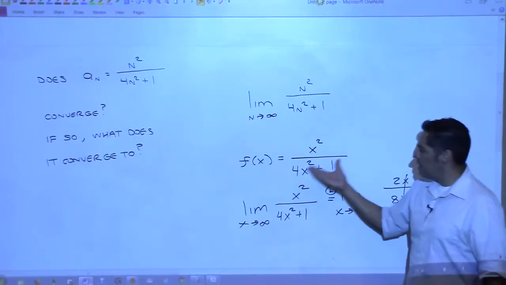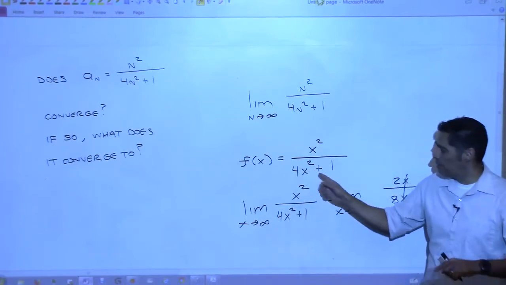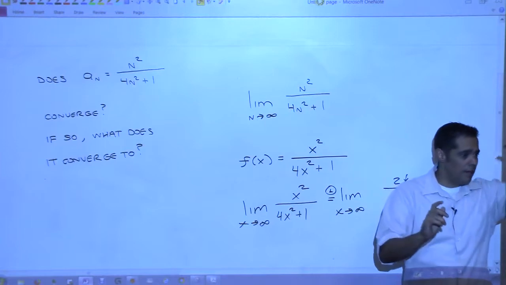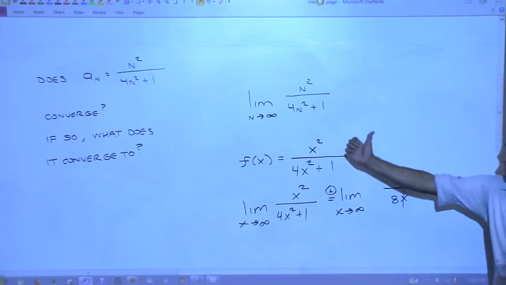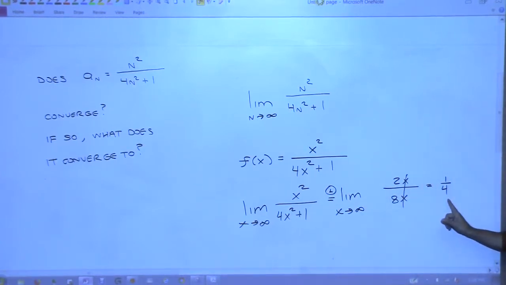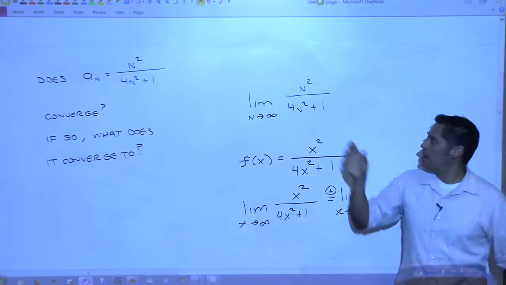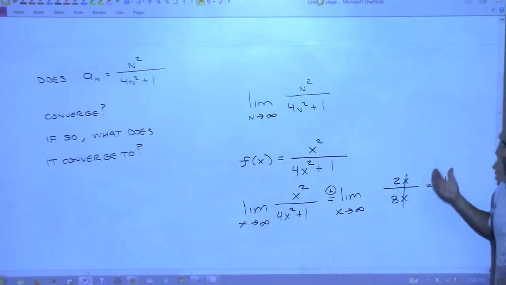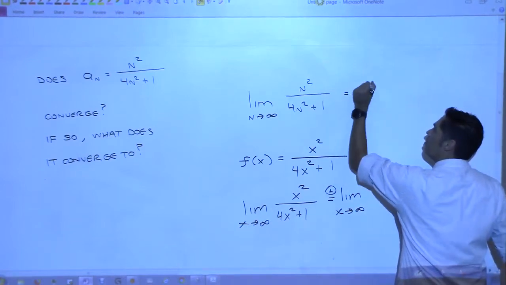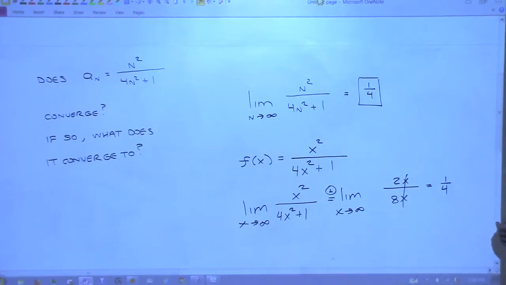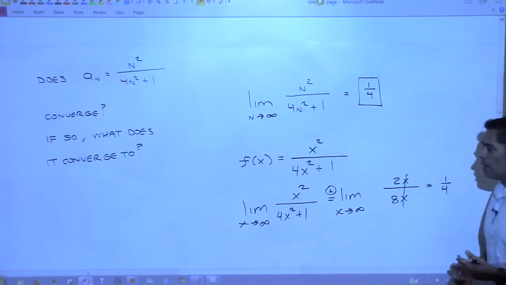So if we graph this function, it's a curve where we would not pick up our pencil. We just draw it. This function, as we go to infinity, is headed to 1/4. So if we go back and look at the sequence, which is just a bunch of dots on that curve, then that should also go to the same thing. So this should go to 1/4 by the theorem. The theorem provides us that result.